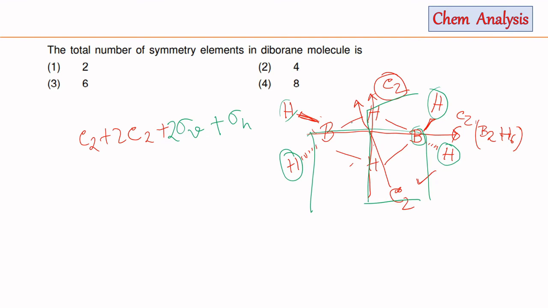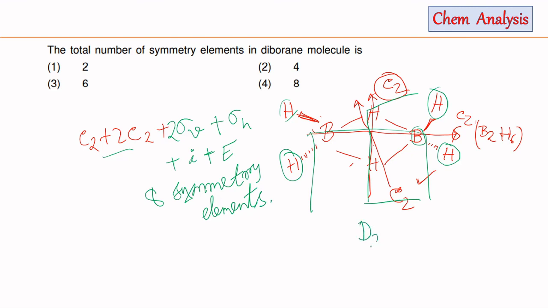and similarly there will be one inversion center, and at last there will be one identity element. And as we see, there are in total 8 symmetry elements. And if you want to know the point group, it will be D2h.